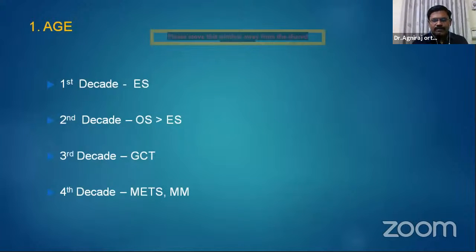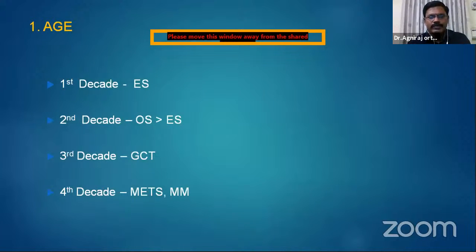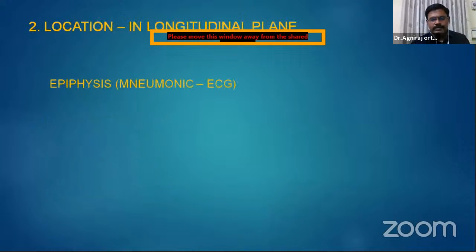And another tumor which resembles closely to giant cell tumor, which I told, aneurysmal bone cyst, it is also slightly more common in females. Only these 3 tumors are sex-wise common in females. All other bone tumors are common in males. Okay. So next we will go to the location.